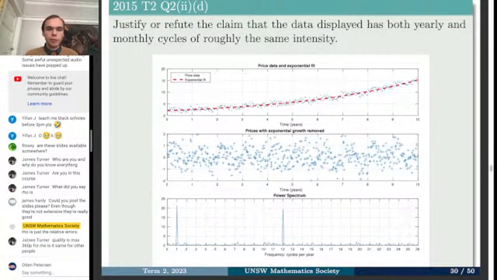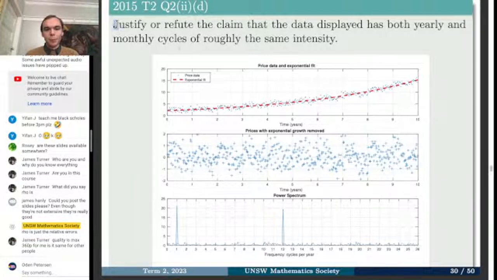So this question is from the 2015 paper, and it's basically just showing various graphs related to a time series. So we have this time series here in the first graph that has an exponential trend. After we remove that exponential trend, you can still see a periodic-ish pattern going on here. And if we look at the power spectrum, we can see that there's something consistently happening once every year, and also something consistently happening once every month, so 12 times a year.